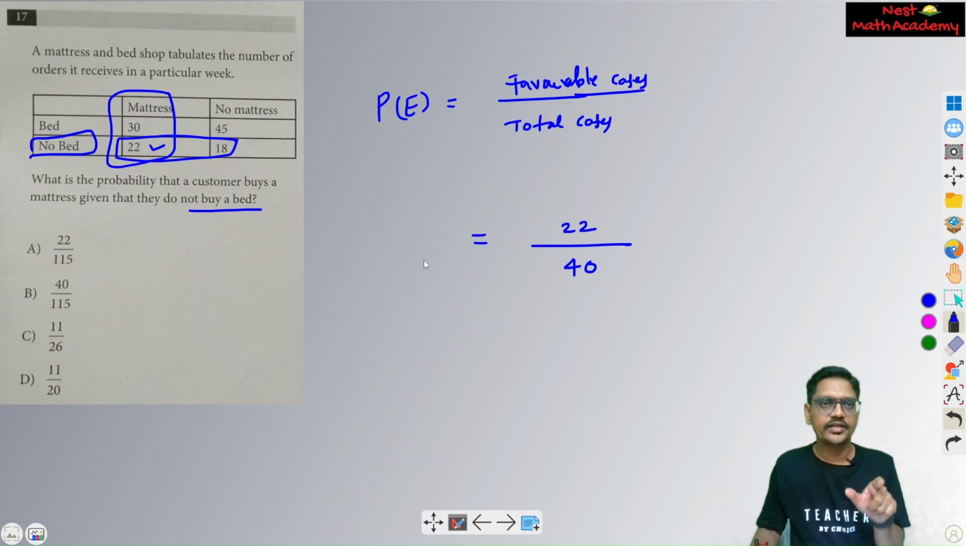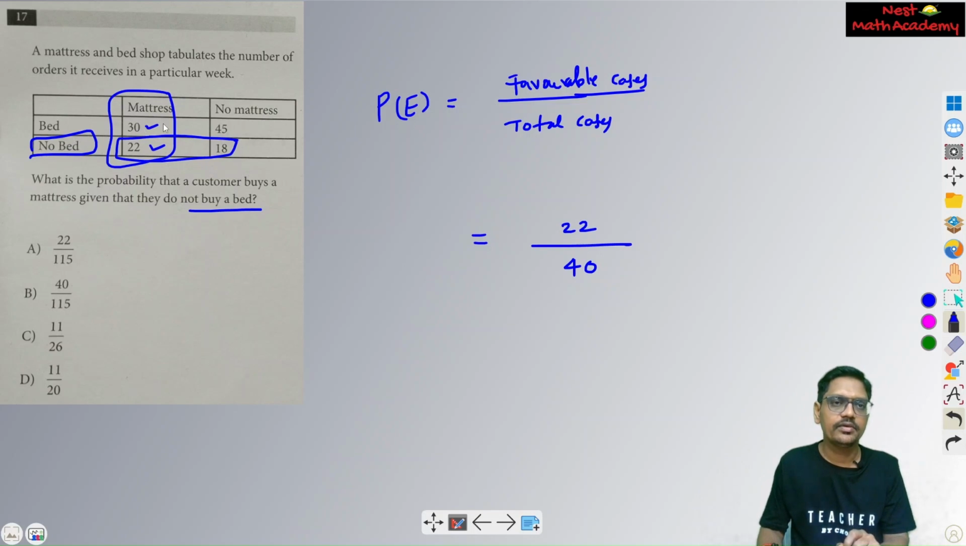Everyone following how to read the table? This 30 is the number of persons who bought the mattress as well as bed. 45 is who bought the bed but not mattress. 22 is who are buying the mattress but not bed. 18 is no mattress, no bed.